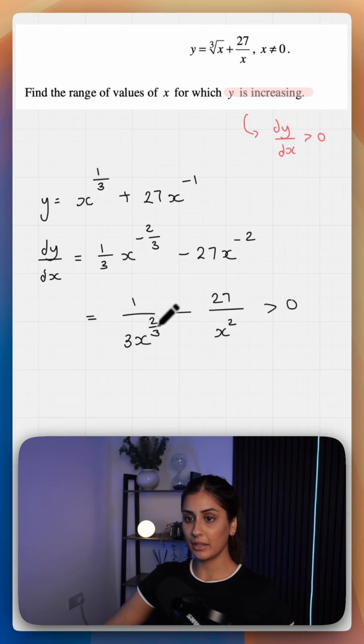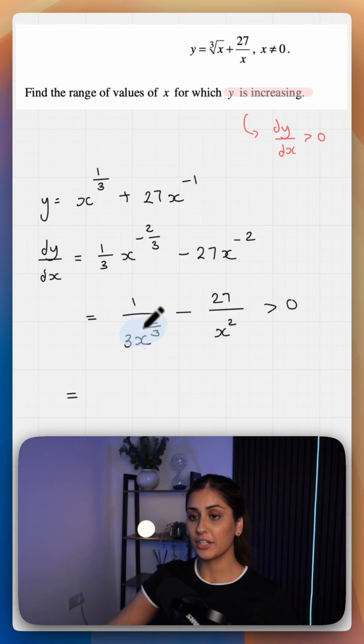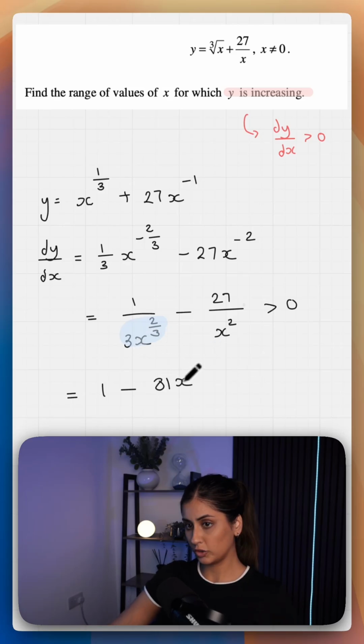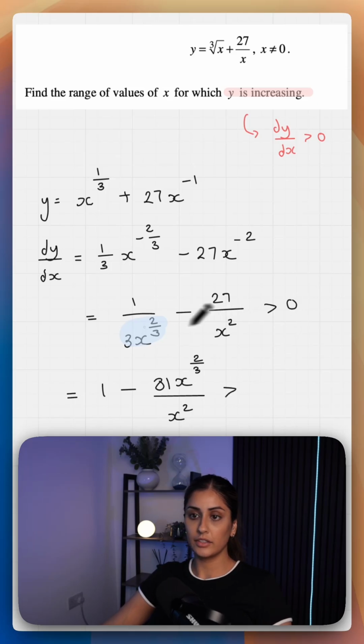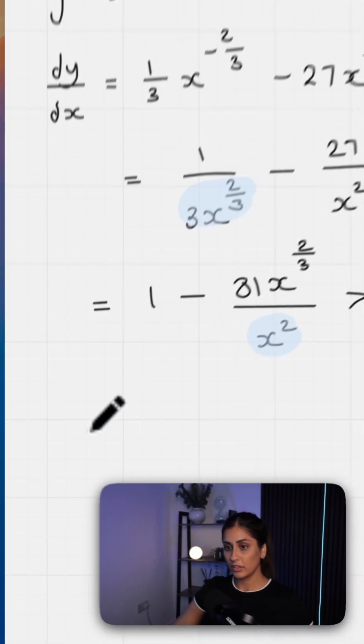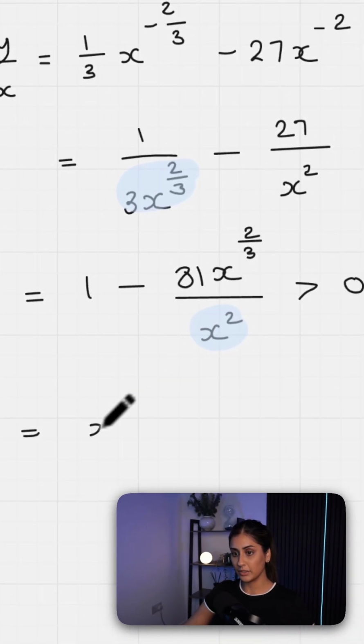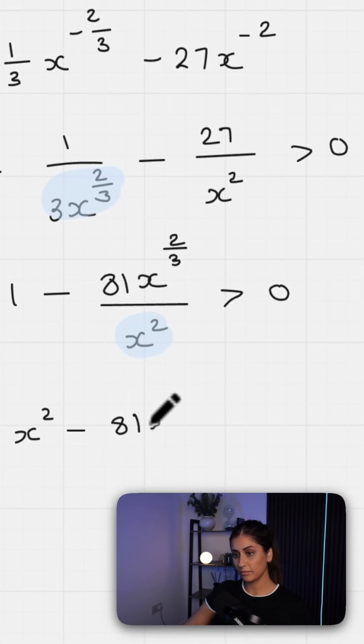I'm going to multiply everything by 3x to the 2/3 first, and then x squared. So let's start with 3x to the 2/3. When you multiply a fraction by its denominator, you're just left with the numerator. 27 times all of this gives us 81x to the 2/3 all over x squared. It's greater than 0; 0 times anything is just still 0, so that doesn't matter. And now we're going to multiply everything by the x squared to get rid of that. So that gives us 1 times x squared, which is x squared. Again, here you multiply by the denominator, you're just left with the numerator.